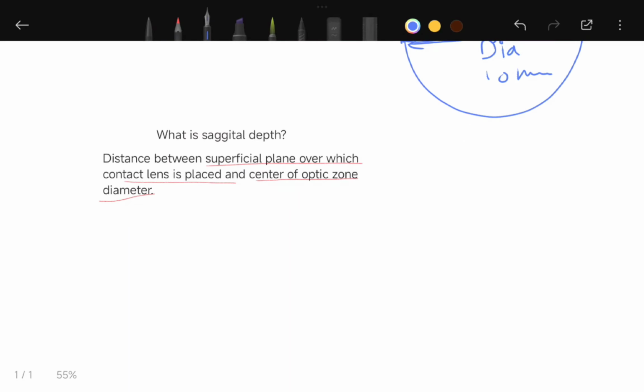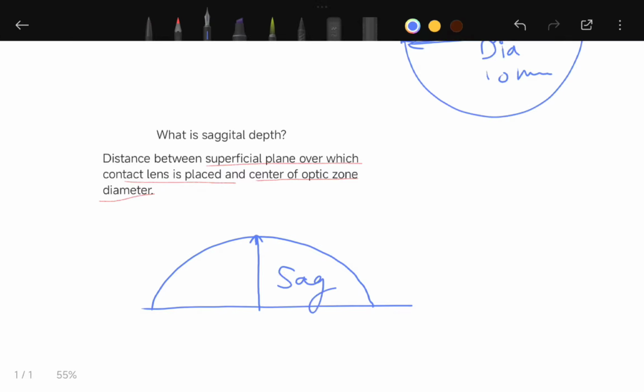The second thing we'll discuss, what is sagittal depth. Sagittal depth is the distance between superficial plane over which contact lens is placed and center of optic zone diameter. Basically, this is the plane. Suppose this is one table and you have placed one contact lens here. So the distance from the central zone diameter, or the optic zone of the contact lens, to that plane, that is called as the sag or the sagittal depth.